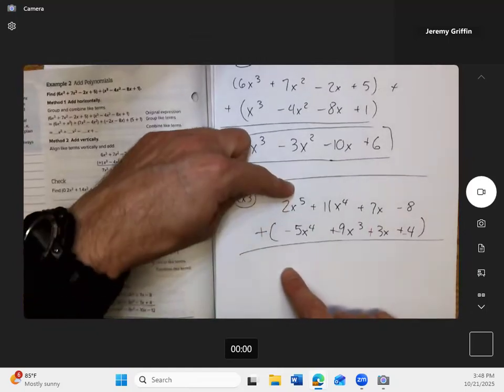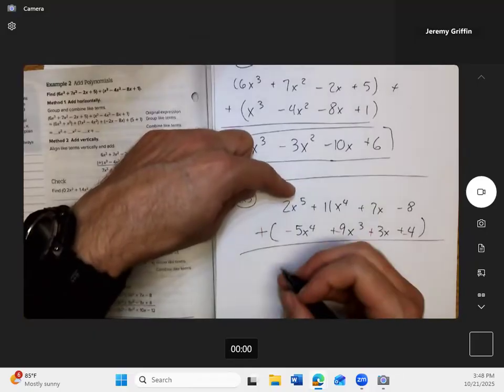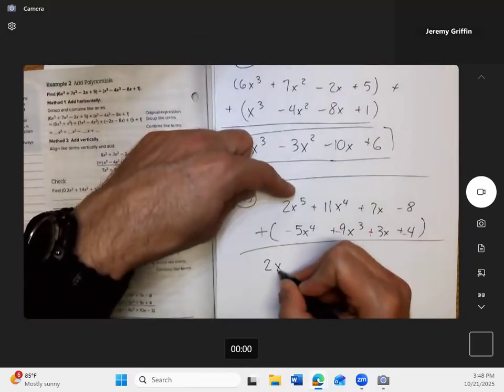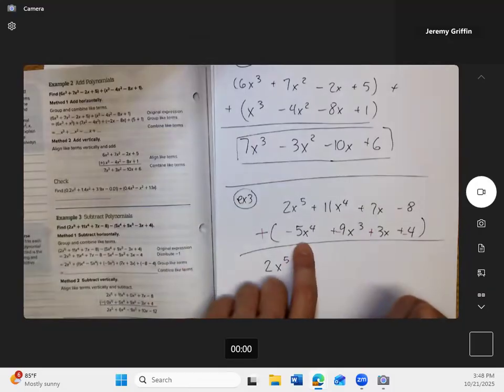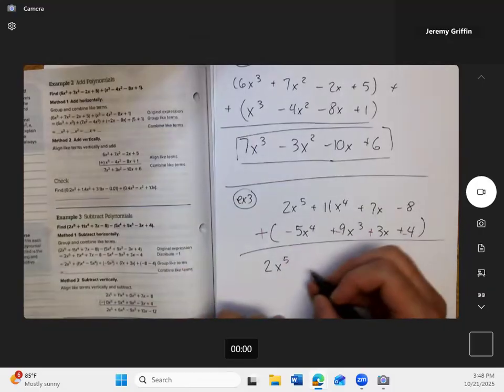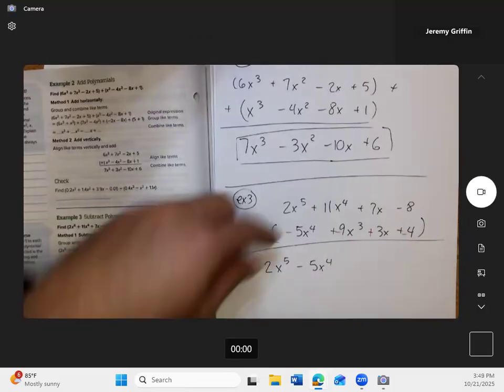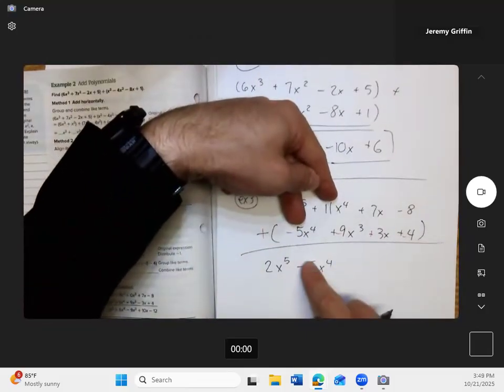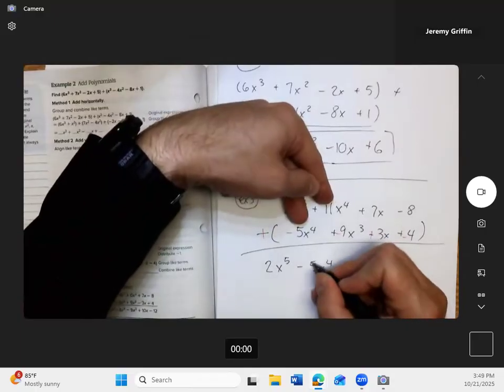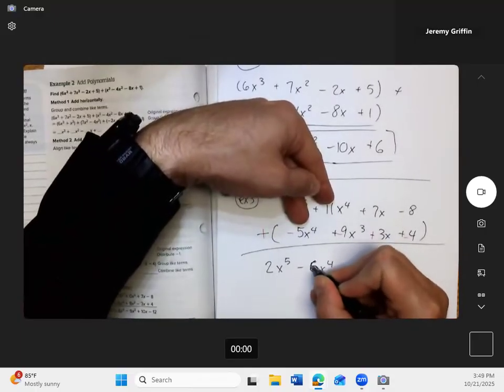Now, I only see one x to the fifth term, and that's right here. So I have the whole thing left over, 2x to the 5. I only see one x to the 4 term, that's right here. And I'm subtracting that, so I have to say minus 5x to the 4. Oh, wait, no, that's not right. There's another one up here. I'm getting silly. So 11 of something minus 5 of something gives me 6 of that thing. There you go. You combine the x to the 4 terms.